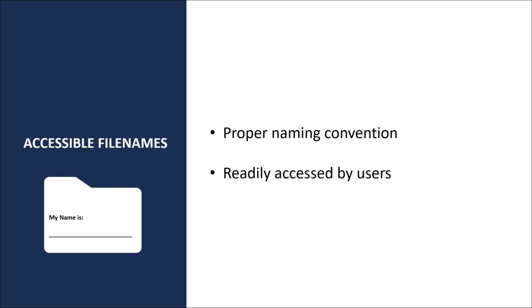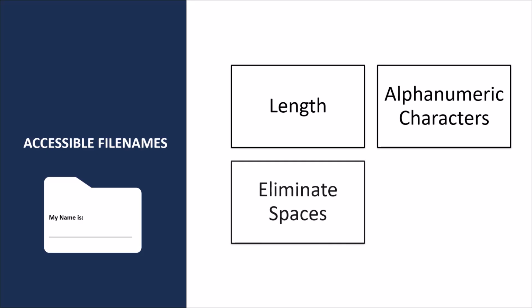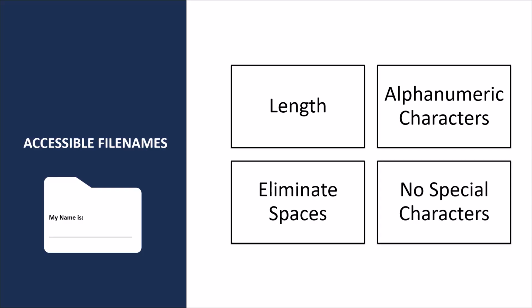Before sending or uploading a new file to a web location such as Blackboard, you'll need to ensure that it is saved using a proper file naming convention. Properly named files can be downloaded and accessed by users regardless of the age or type of computer they use. To create a proper file name, there are 4 main things to remember. The length of the file name, using alphanumeric characters, eliminating spaces, and avoiding special characters.